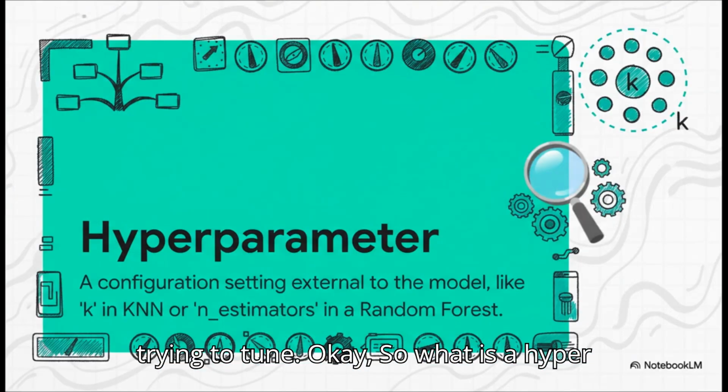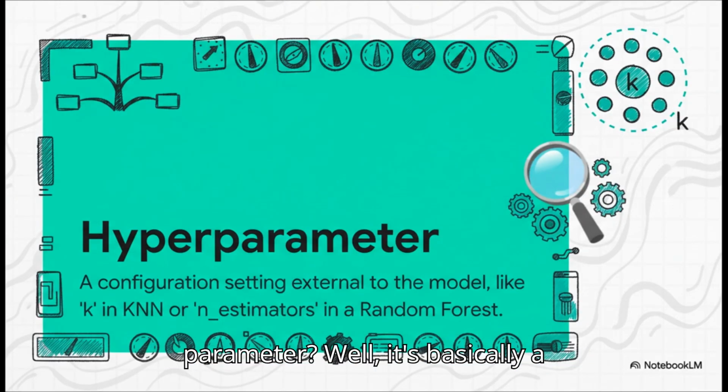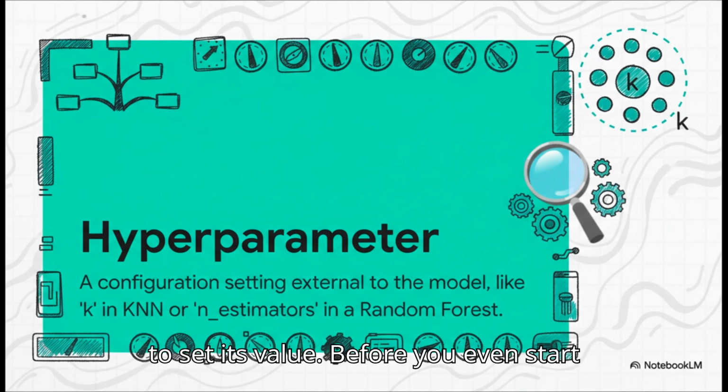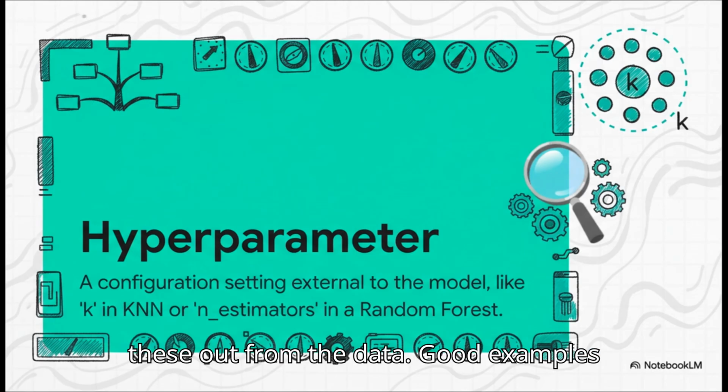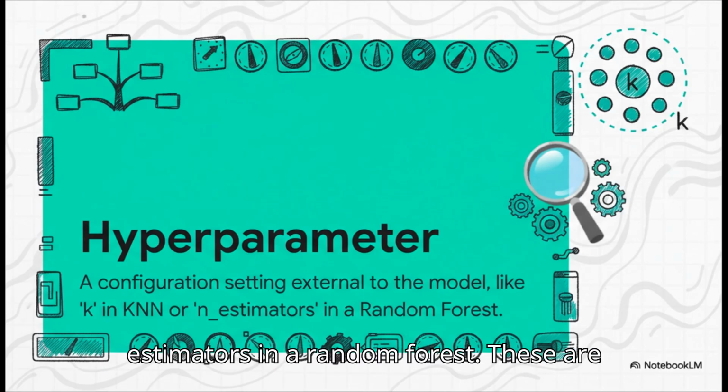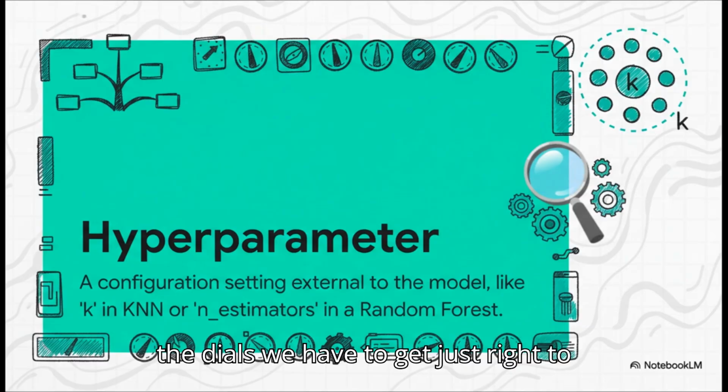Okay, so what is a hyperparameter? Well, it's basically a configuration setting that's external to the model. You, the data scientist, have to set its value before you even start training. The model itself can't figure these out from the data. Good examples are things like the K in a K-nearest neighbors model, or, like we'll be looking at, the number of trees, what we call n_estimators, in a random forest. These are the dials we have to get just right to win the race.